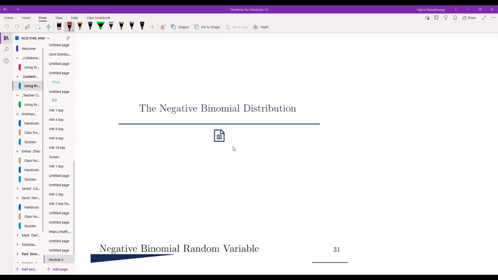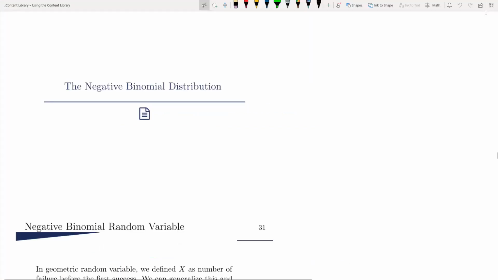Okay, so we are going to discuss the negative binomial distribution. Now, if you remember, earlier we learned about the geometric distribution. So what's the geometric distribution? Let me write here. The random variable X for the geometric distribution is the number of failures before the first success.